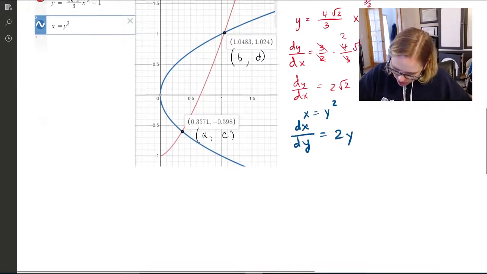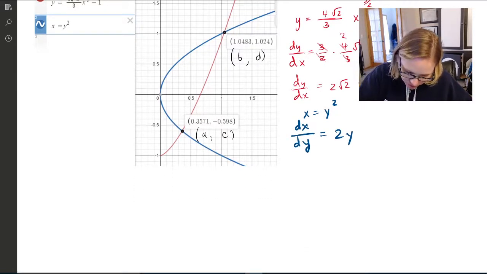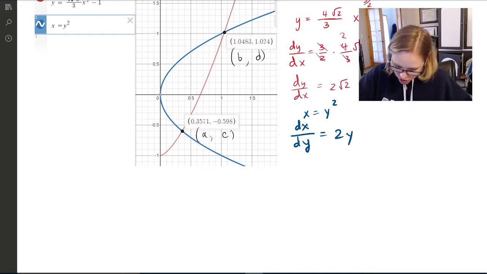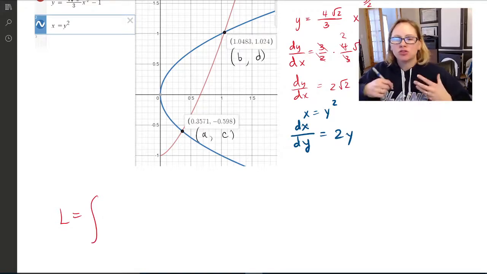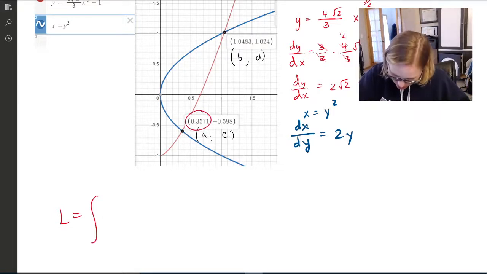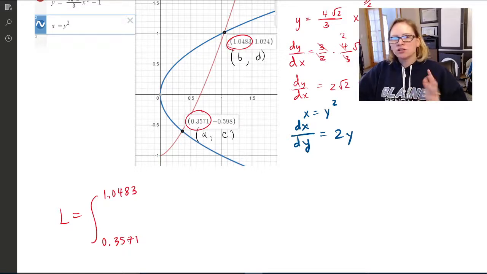So let's go ahead and plug them in. We'll do the first curve, we'll do the red curve here. The length will be the integral from a to b, so the x coordinates. So 0.3571 is my lower limit. My upper limit is 1.0483. And here's the problem with this.